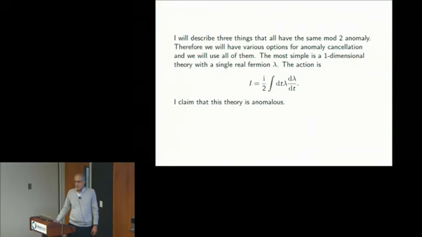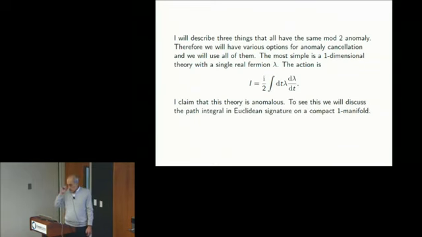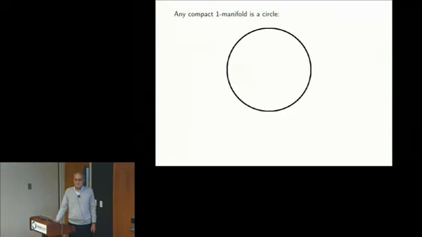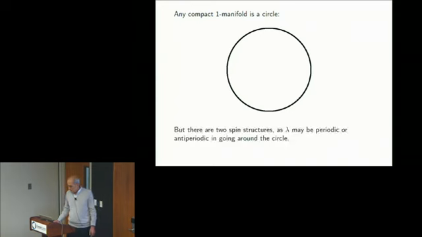And I claim that this theory is anomalous, that there's a problem in defining its path integral. To see this, we're going to discuss the path integral in Euclidean signature on a compact 1-manifold. Well, there's only one compact 1-manifold up to isomorphism. There it is. Only one compact connected 1-manifold, as Dennis clarified, thank you, Dennis. But there are two spin structures on this 1-manifold because lambda may be periodic or anti-periodic in going around the circle.